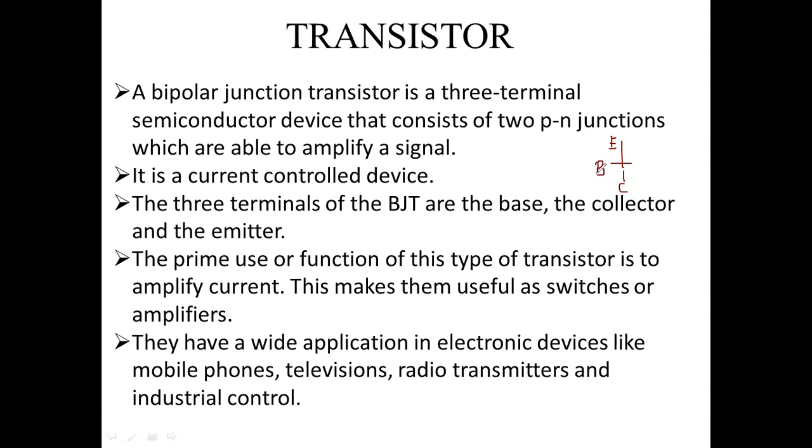Base. Base is there. For that reason, I will use the words emitter, base, collector here. The emitter emits, the collector collects, and the base is nothing but the intermediate terminal, so we are going to call it the base. So the three terminals of a BJT are emitter, base and collector.